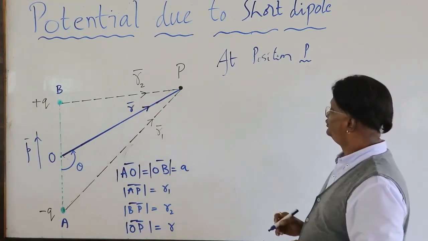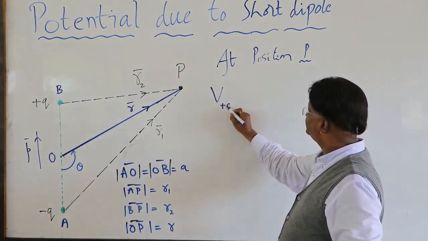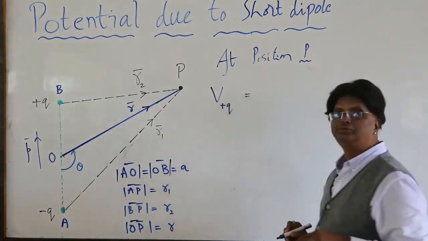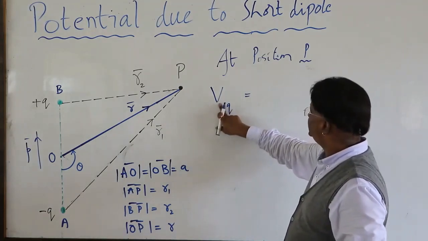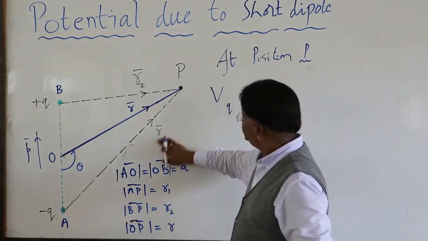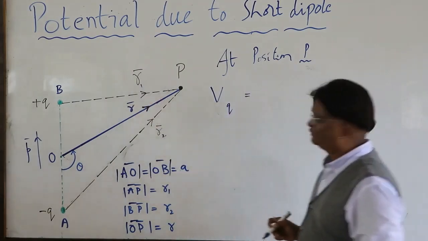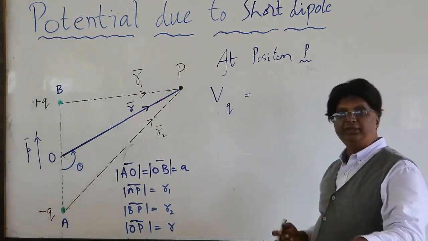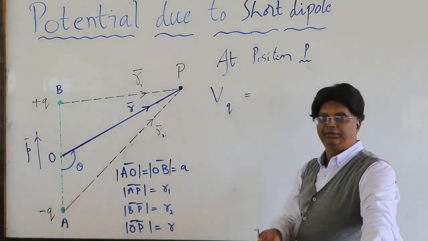At position P, V due to plus q. I have taken this r1, not, so I will write it down. Let me take this as r2 and let me write this as r1. Whichever is okay, but I think your textbook has given it like this. So when you follow the textbook, it makes it easier.